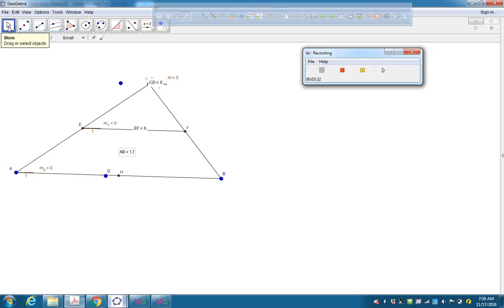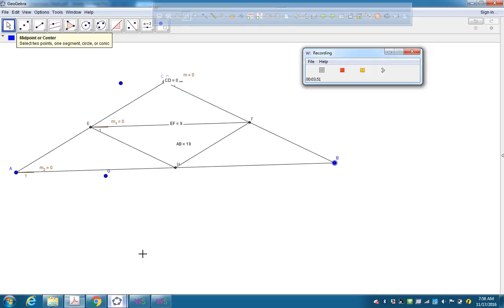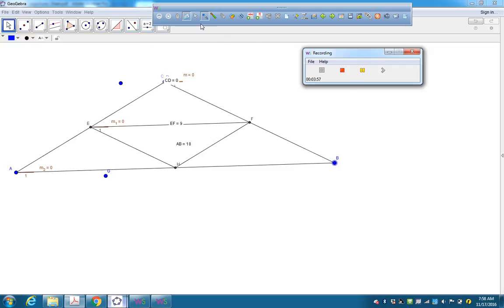If I connect all of these, so I'm going to take a segment, I'm going to connect it from here to here, and then from here to here, and I drag this thing around. Okay. Watch. What appears to be true about all 4 of those triangles? They're congruent.